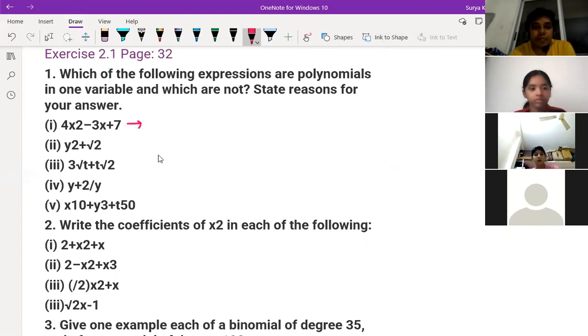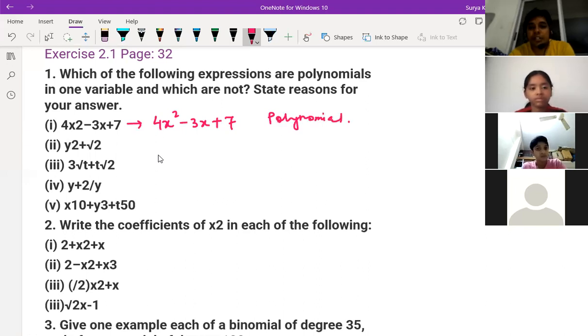4x square minus 3x plus 7. Is it a polynomial or not? Yeah, sir, it's a polynomial. Which of the following expressions are polynomials in one variable? All are one variable only, and which are not? So this is one variable, so this is a polynomial.